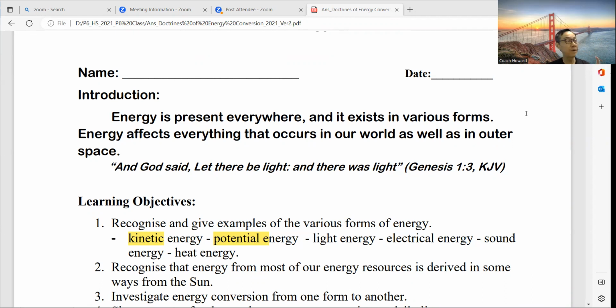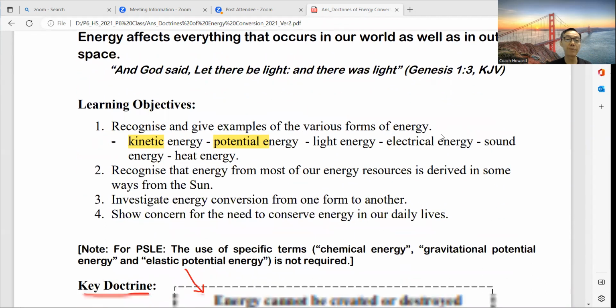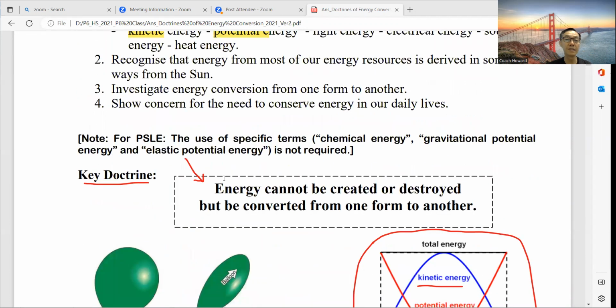So Earth is the only planet in the solar system that supports life because there's sufficient temperature, oxygen, and also light, which is needed for photosynthesis. So very important, this key doctrine, you need to memorize this because this key doctrine will be used until secondary 4, at least. Even if you pursue JC1, if you study physics, this law still applies. So energy cannot be created or destroyed, but be converted from one form to another.